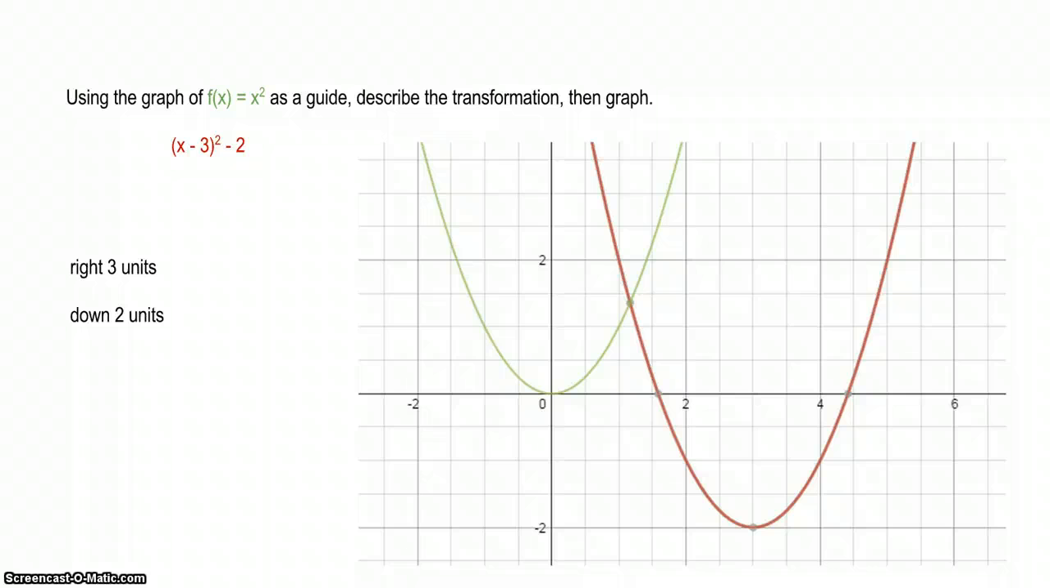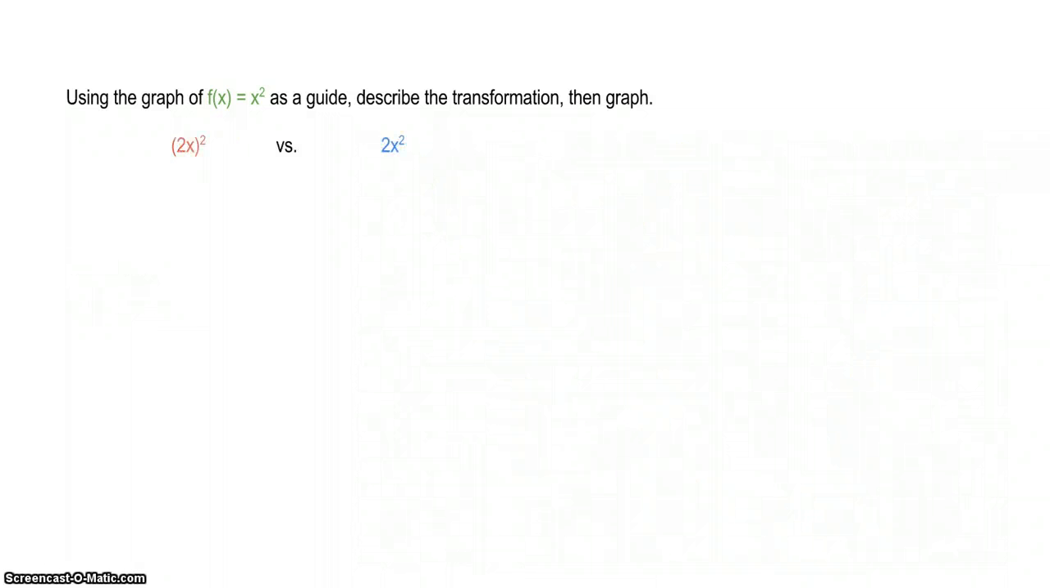Which is awesome, because if we actually graph this, if green is the original x squared, then we've moved our entire graph right 3 units and down 2 units, and now the vertex is at this little point right here. So not only can we identify the transformation based on what we see in the equation, but we can also look at the graph and go, yeah, we totally got this, right? Okay, so let's do another one.